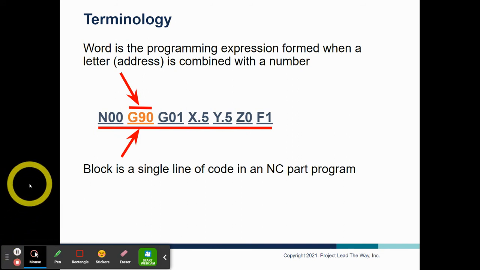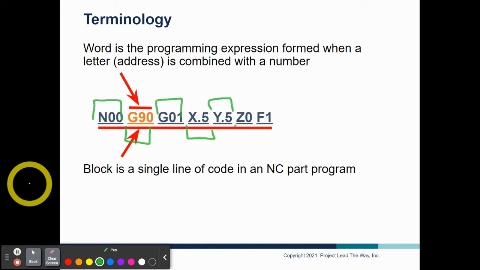So as far as terminology goes, each one of these statements, or each one of these little chunks here, this chunk, that chunk, this chunk, this is what they would call a single block. A line of code is obviously the whole thing, and then a block is each of those things that I separated there. So when I say a block of code, I could just be talking about the G90.